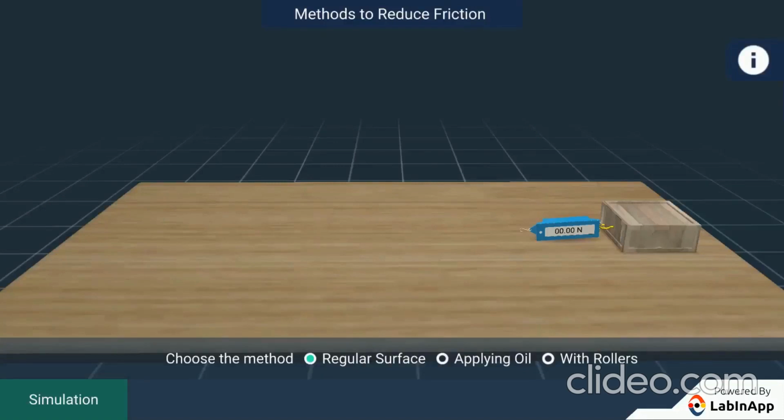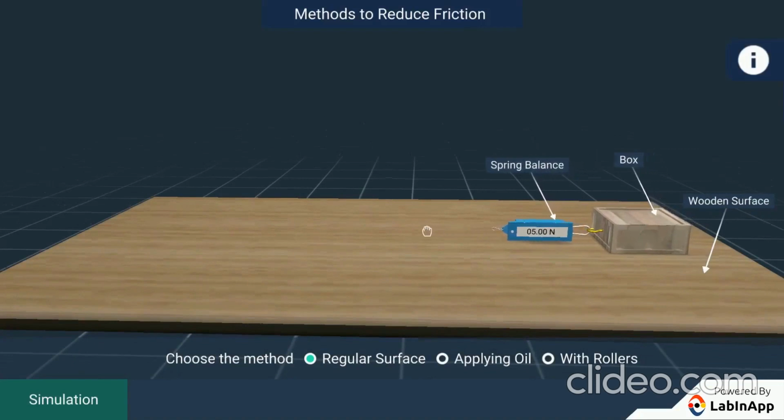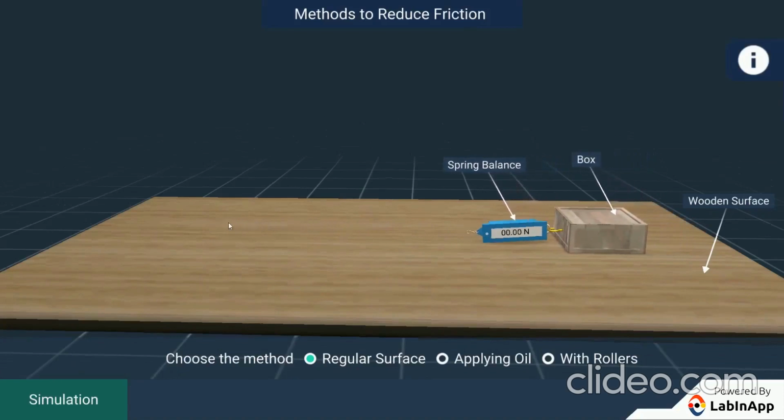Friction as an opposing force causes much wastage of energy. Let us explore some ways to reduce friction through this activity. Here, we have taken a solid wooden box placed on a wooden table. The box has been attached to a spring balance by a hook. Pull the box by the spring balance and note down the reading on the balance when the box just begins to move. We see that the balance reads 5 Newton.